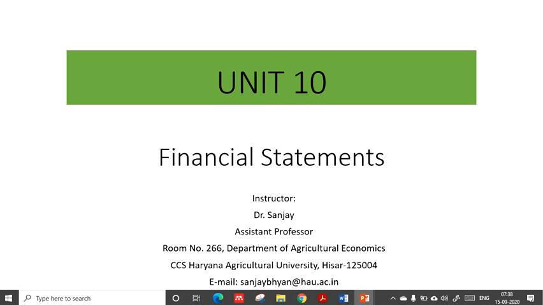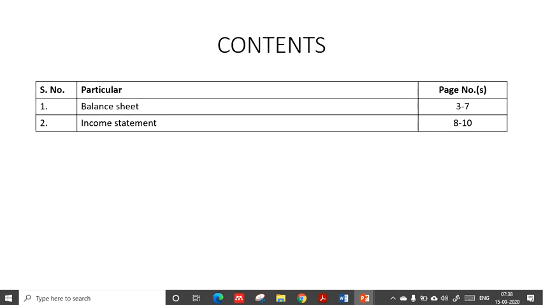A farmer or a businessman generally has three options for analyzing his farm. First is a balance sheet, second is an income statement, and third is a cash flow statement. Different things are used for different purposes. We'll be studying only the first two, balance sheet and income statement, and we'll be skipping the cash flow statement because it is not in your course outline, but it is also quite easy to understand.